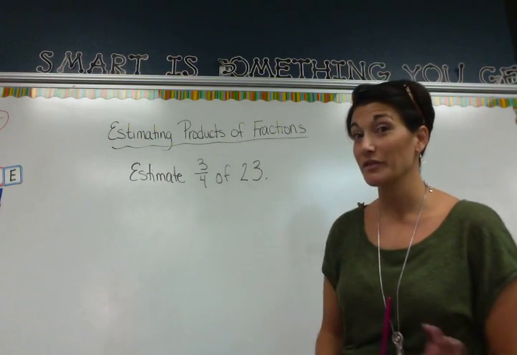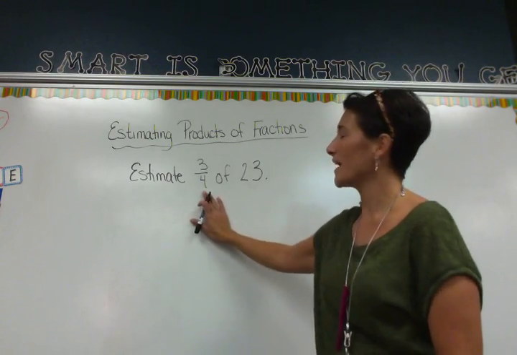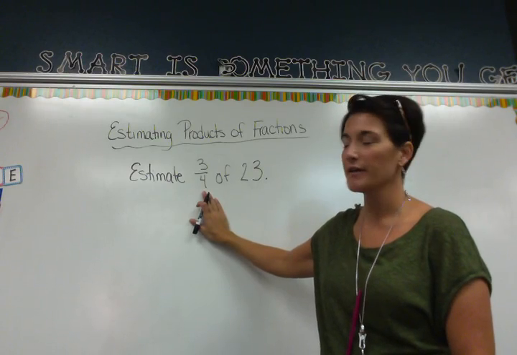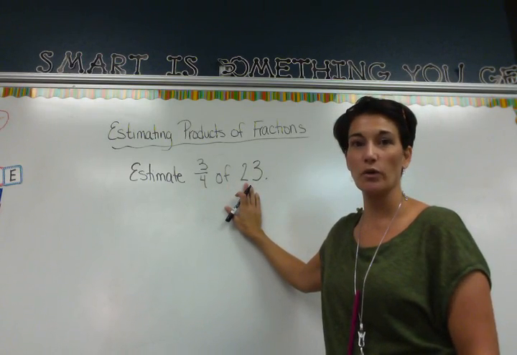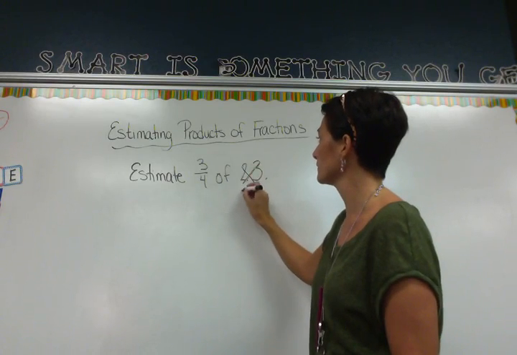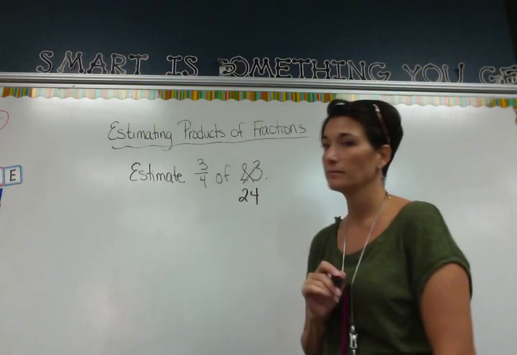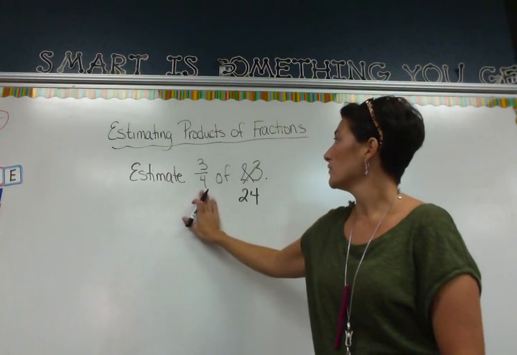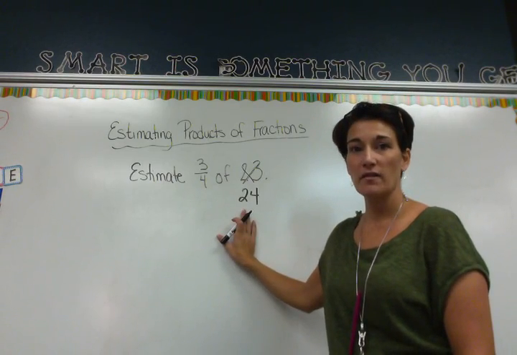All right, so I'm going to go slow, so if you're still solving, go ahead. So again, I'm looking at my denominator of 4. I'm saying, wow, 4 does not go into 23, so a number that's close would be 24. 4 goes into 24.